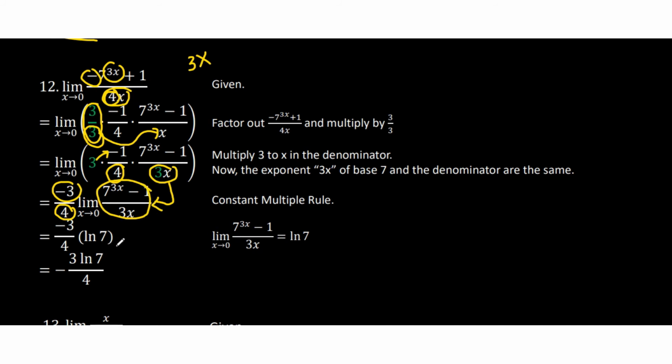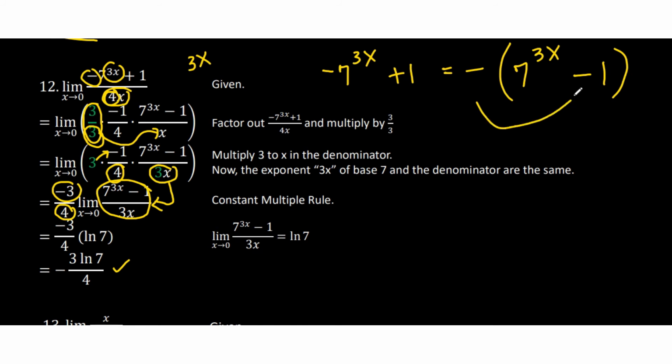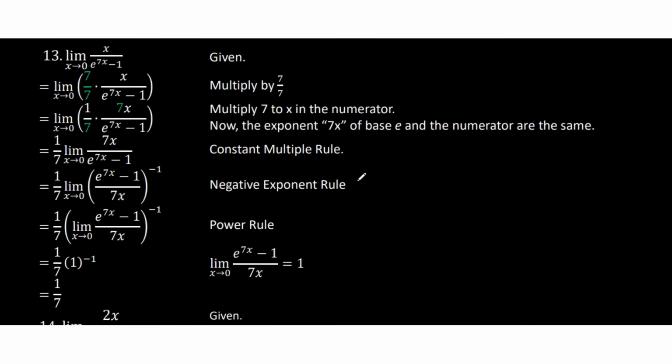Now, let a be equal to 7. So, we have ln of 7 times negative 3, and that is divided by 4. So, we have negative 3 ln of 7 over 4. Take note that in the factoring technique, negative 7 raised to 3x plus 1, pag iwalay mo yung negative sign, labas mo yan. So, we have positive 7 raised to 3x, and this must be minus 1. So that in the sharing of sign, or determining the final sign, negative times negative will become positive, tulad ng nasa given.